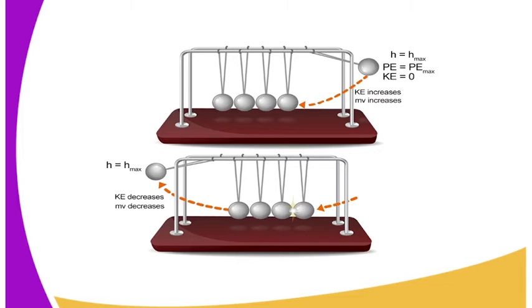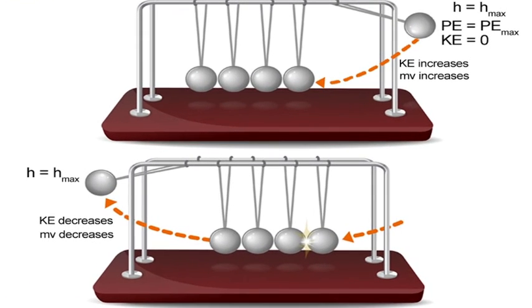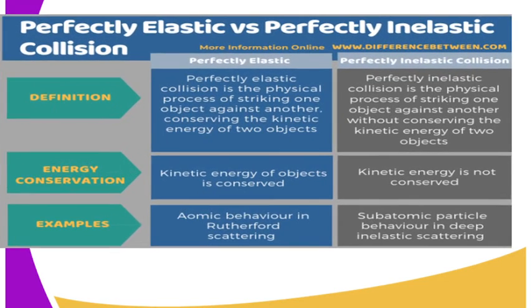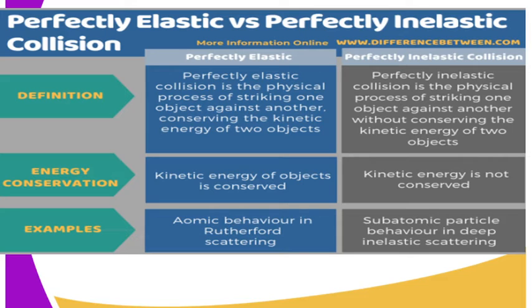An inelastic collision is one in which momentum is conserved but kinetic energy is not. And those are the examples. As you can see, we have differences between perfectly elastic and perfectly inelastic collisions. In a perfectly elastic collision, the kinetic energy of the objects is conserved, while in a perfectly inelastic collision, kinetic energy is not conserved.